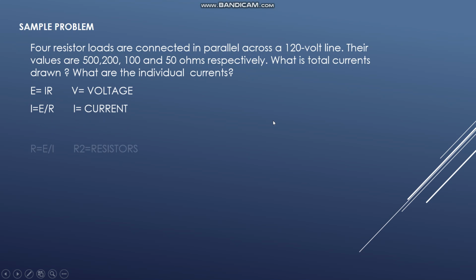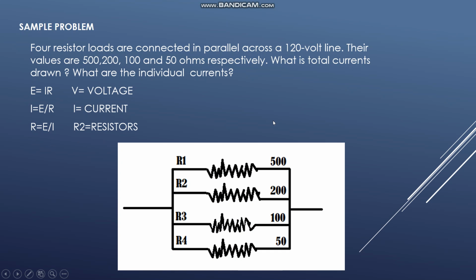Example problem. Four resistor loads are connected in parallel across a 100-volt, 120-volt line. Their values are 500, 200, 150 ohms respectively. What is the total current drawn? What are the individual currents?